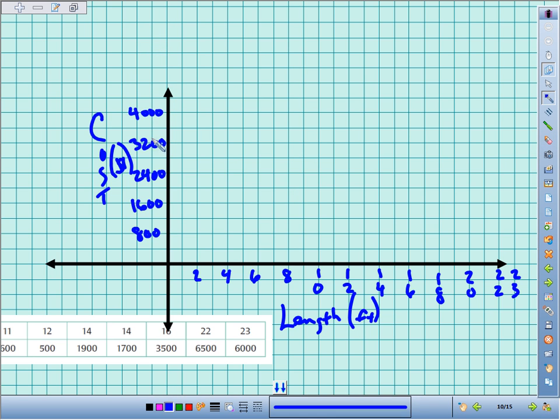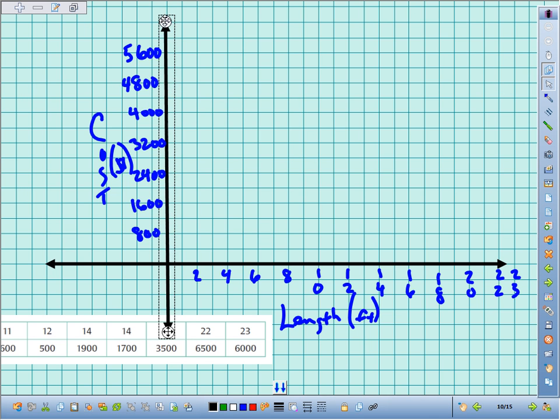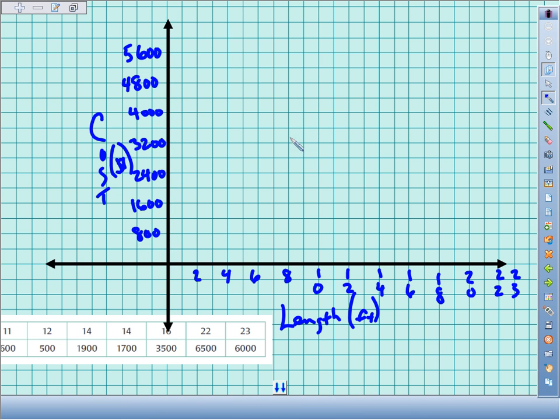We're going by 400, so we got 36, 4,000. That'd be 44. This would be 4,800. This would be 52. This would be 5,600. And of course 6,000 would be that top piece. So technology, I can just extend that a little bit. Now let's make our scatter plot.